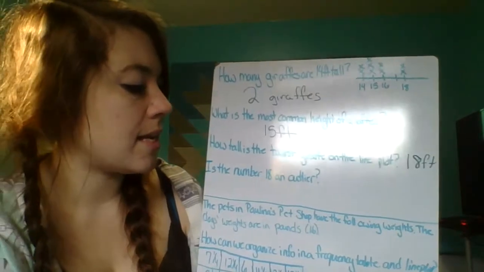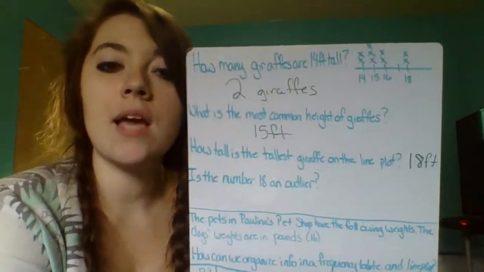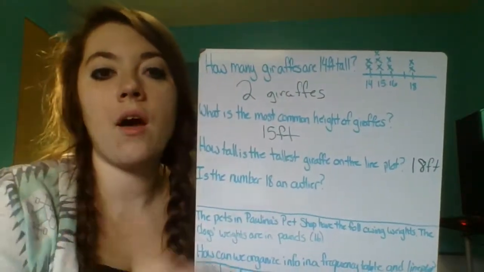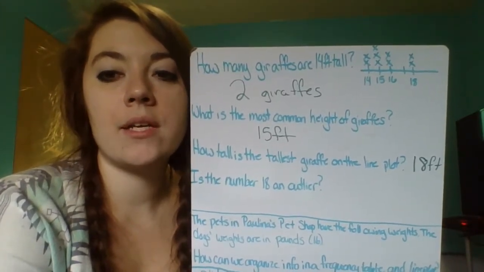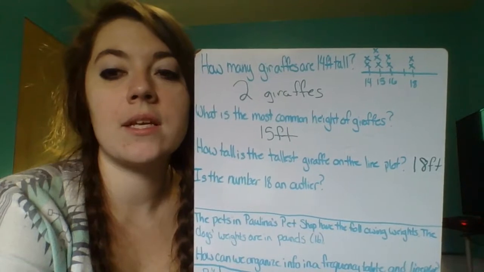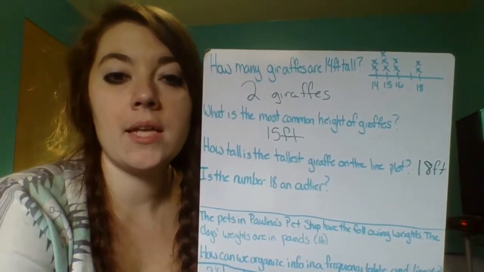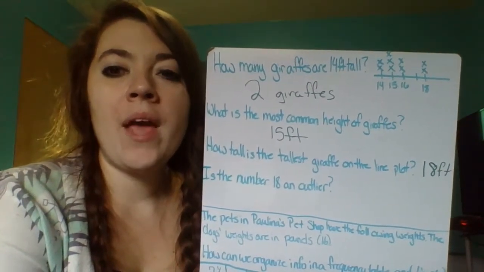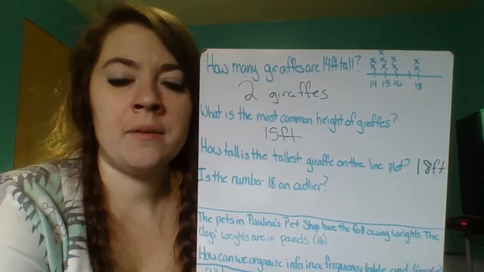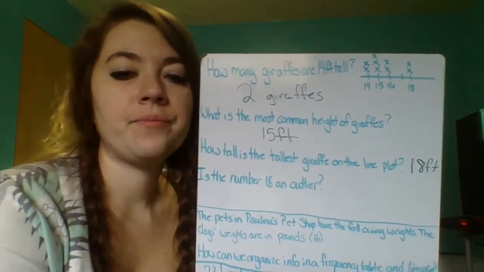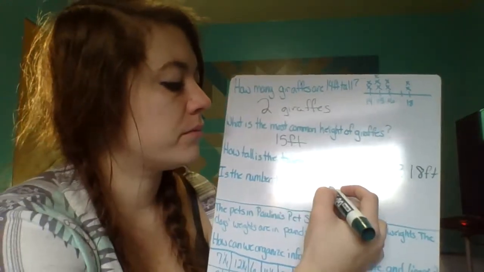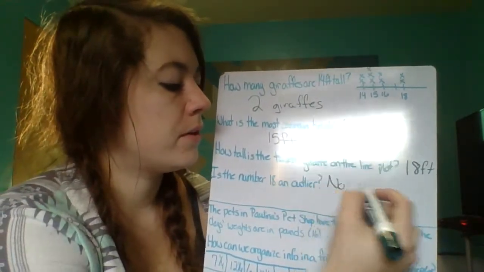And last but not least, is the number 18 an outlier? This ties into what I was just saying on that last one. Obviously, we do have a gap in our data, so we're going from 14, 15, 16. We skip 17 and then go to 18. But we have two values at 18. So is 18 really an outlier? No. So, no.